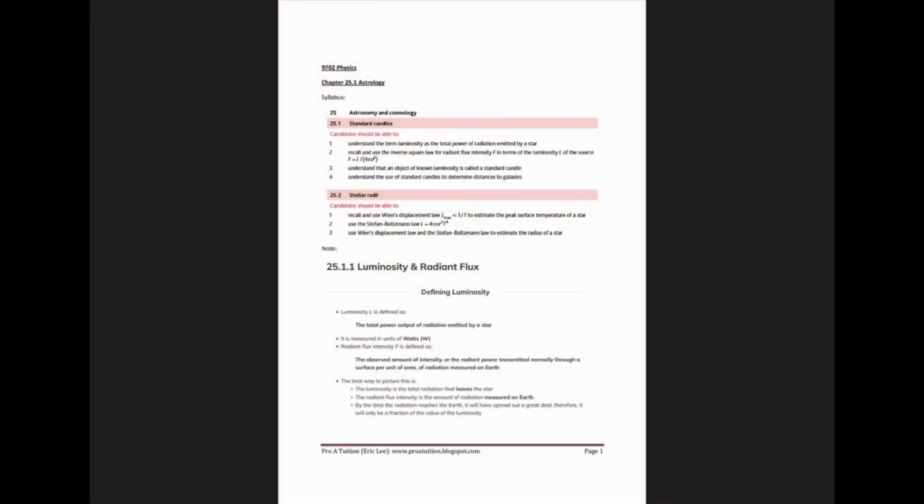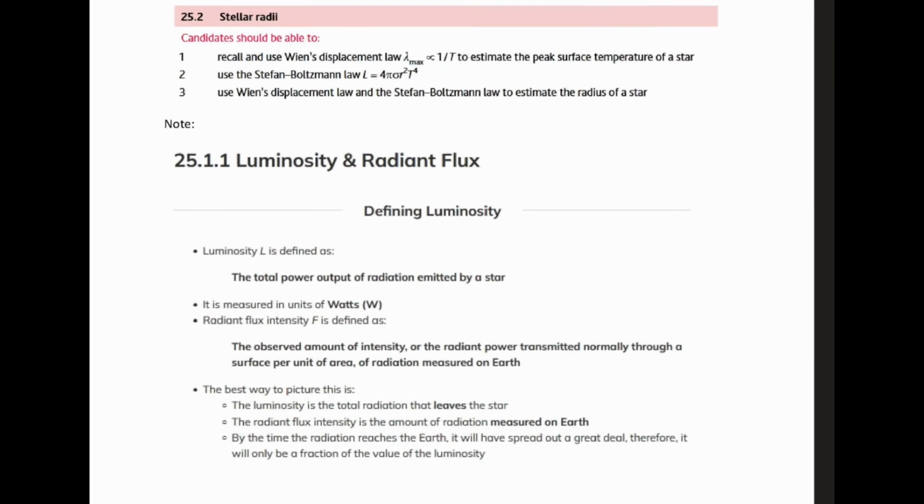Let's go through astronomy. We start from luminosity and radiant flux. So first of all, defining luminosity. Luminosity L is defined as the total power output of radiation emitted by a star. That means how much power a star gives out. Of course, when we say power, the unit will be watt. So the unit of luminosity is watt.